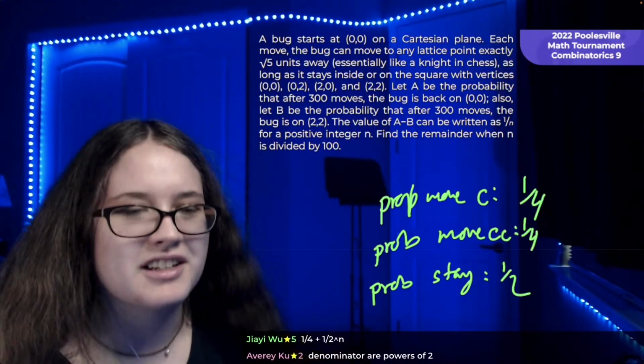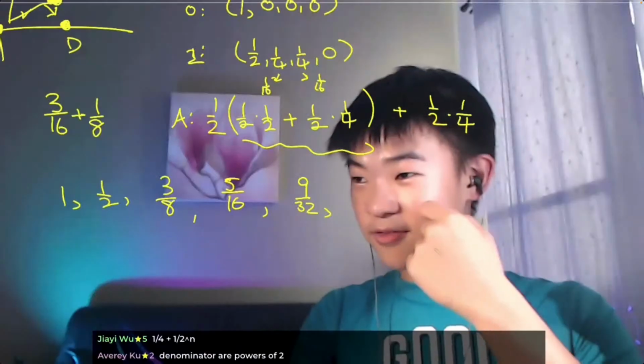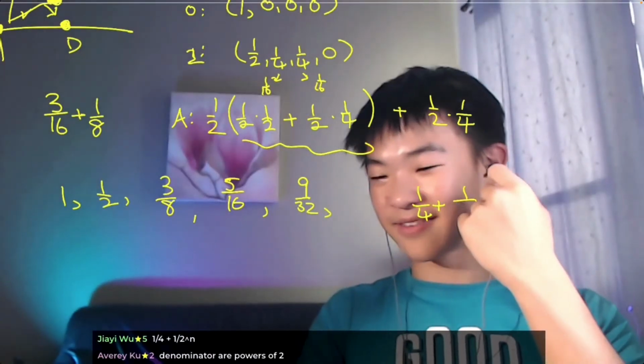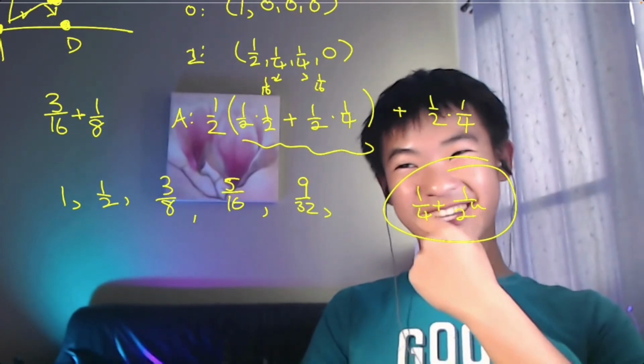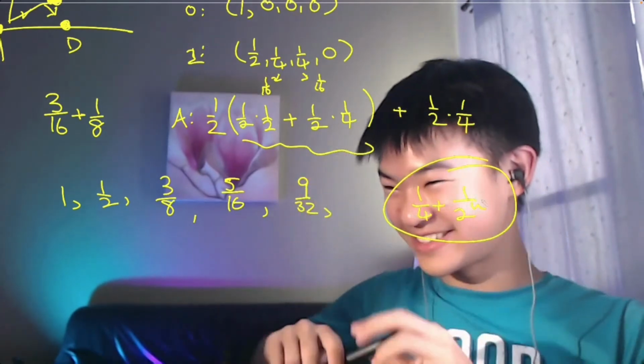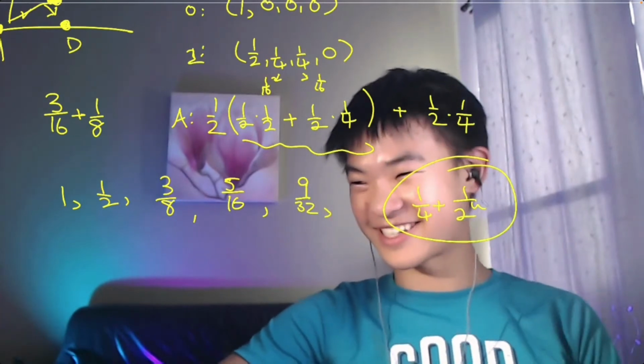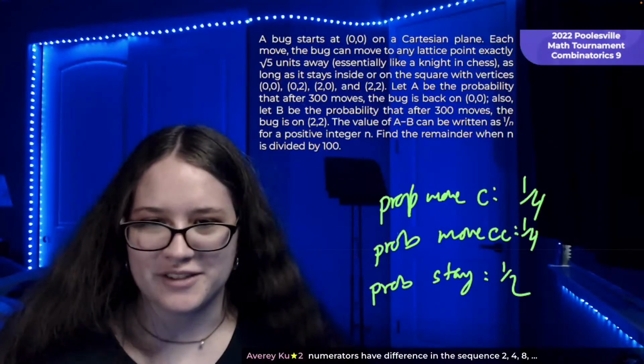Yeah, it's like Jai said. So 1/4 plus 1/2 to the power of n. That's our guess. Let's see. I think that's correct. I think this is perfect. And I will trust Jai and give him a star. Him or her, yeah. No, actually, that is the correct formula.